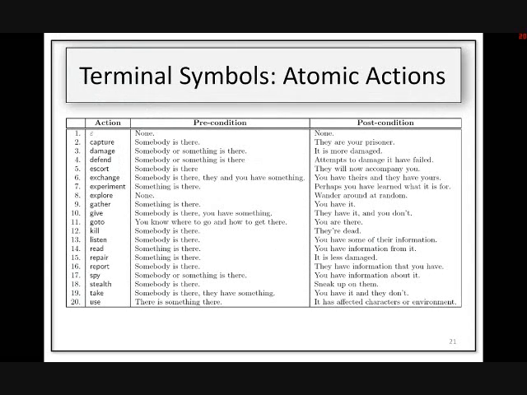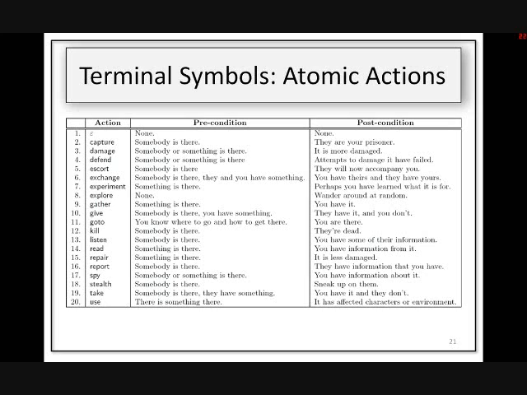Now, a grammar has terminal symbols. Those are what we refer to as atomic actions, something the player knows how to do. Each action has a precondition and a postcondition. The precondition is what you need to have to be able to do it. The postcondition is what condition holds after you've taken the action.